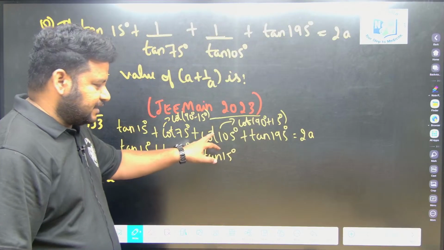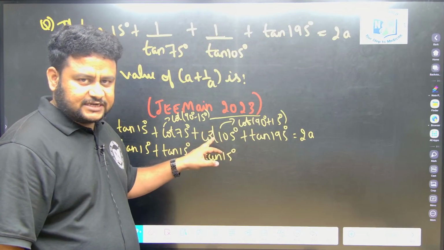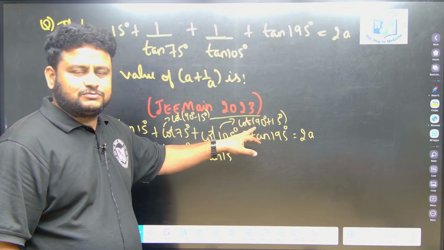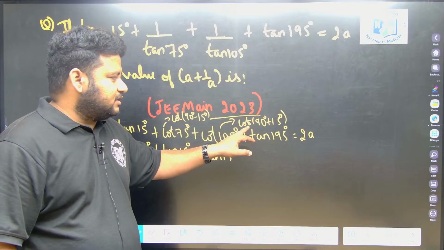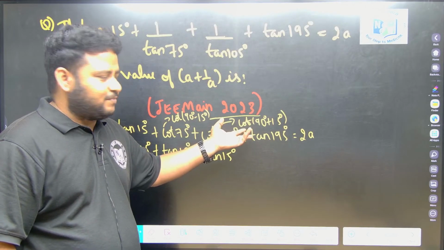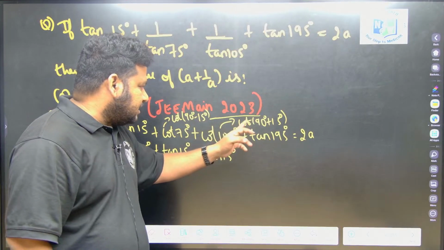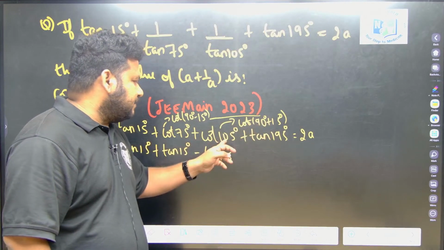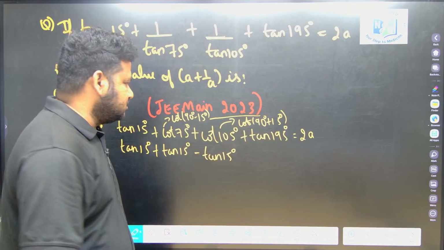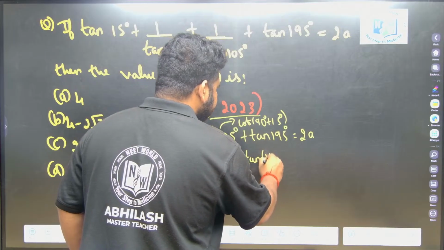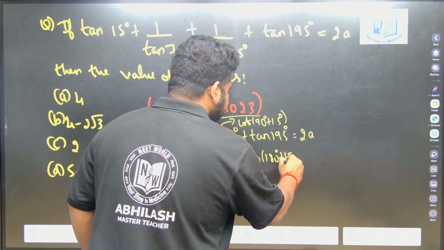Okay, let me repeat again. 105 degree is in the second quadrant, where tan is negative. And 90 is pi by 2 itself, an odd multiple of pi by 2, so cot will change to tan. So cot 90 plus 15 will become tan 15 degree, but since it is in the second quadrant, it will become minus. Next, tan 195 degree I can write as tan 180 plus 15 degree.